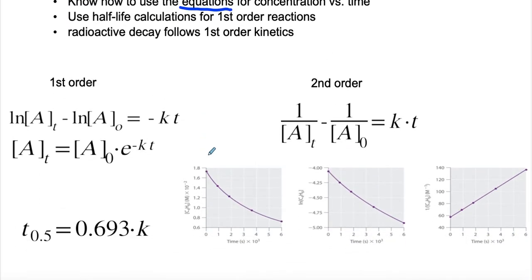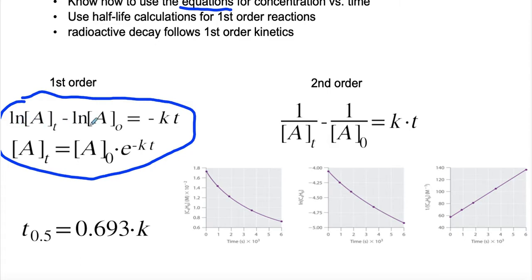So for a first order reaction, these are your general equations. They're in two forms right now. You can have the natural log form, where A at time 0 is the concentration at time 0, and A at time t is the concentration at some other time. And that would be the equation that you would use, and it's proportional to the natural log for first order.